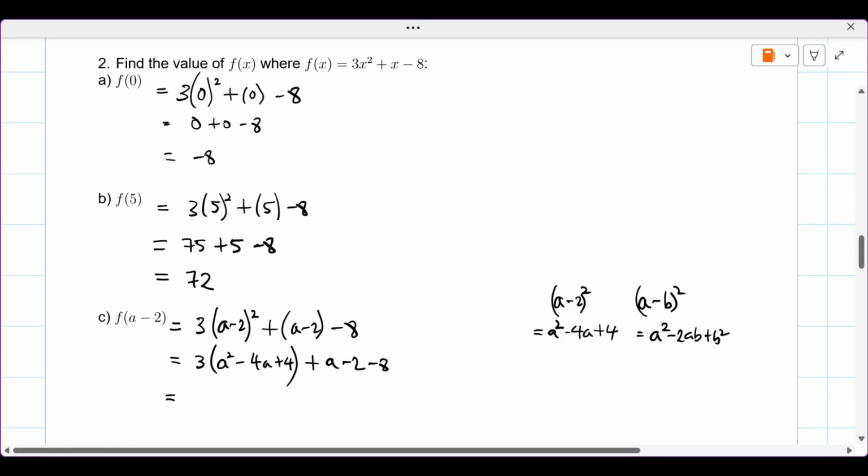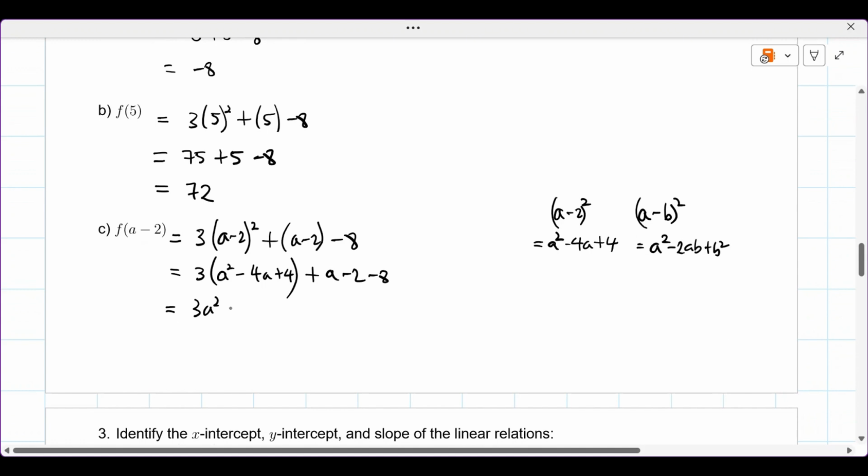Now let's expand. It's going to be 3a squared minus 12a plus 12 plus a minus 2 minus 8. Collect like terms. We had 3a squared minus 12a plus a, so that's minus 11a. Plus 12 minus 2 minus 8 is going to be plus 2. So that's my final answer. 3a squared minus 11a plus 2.